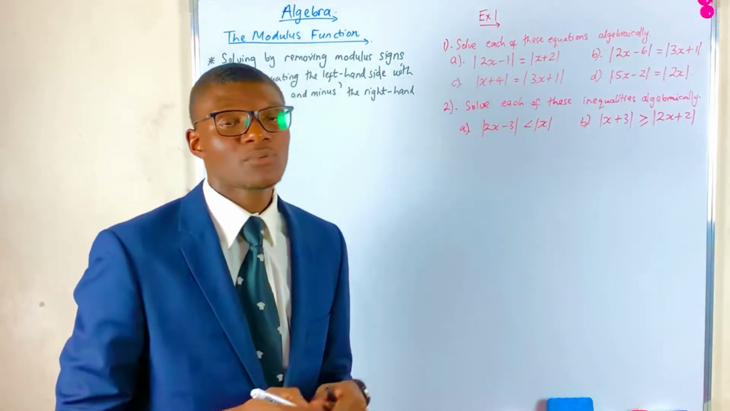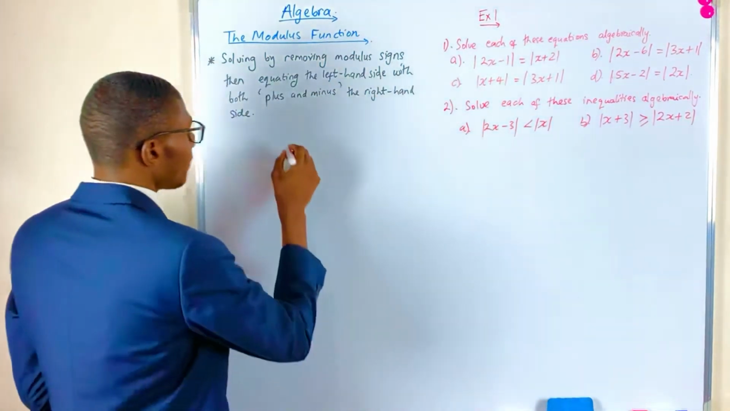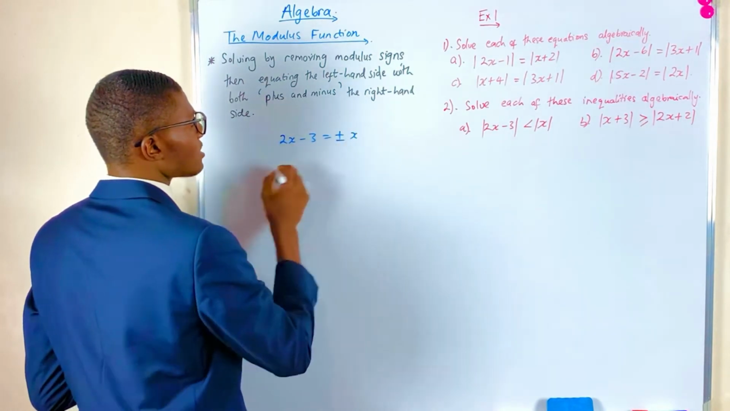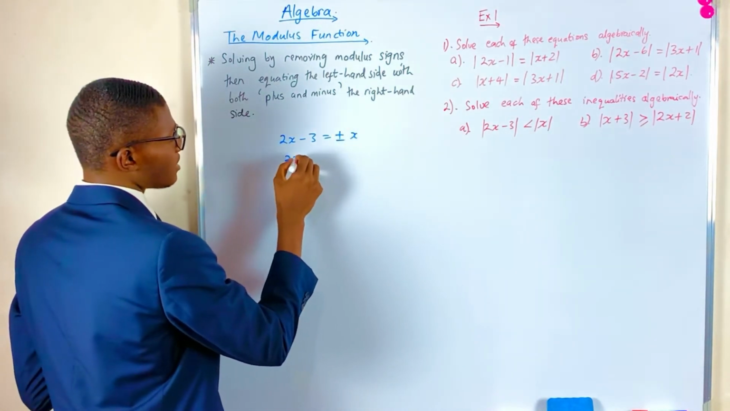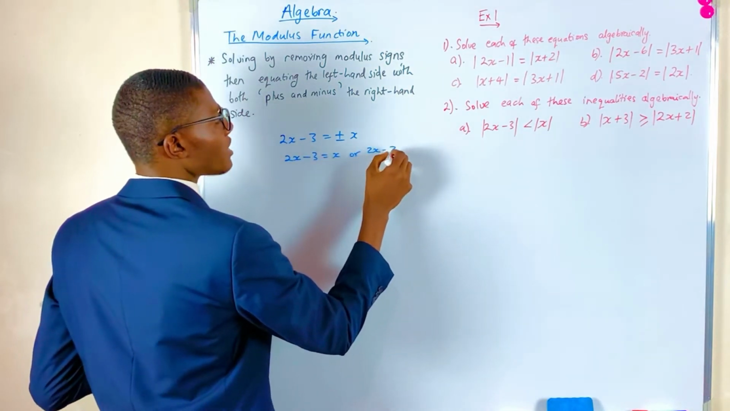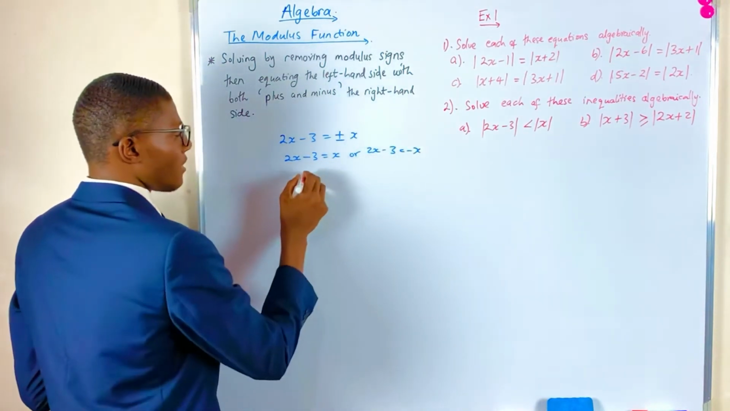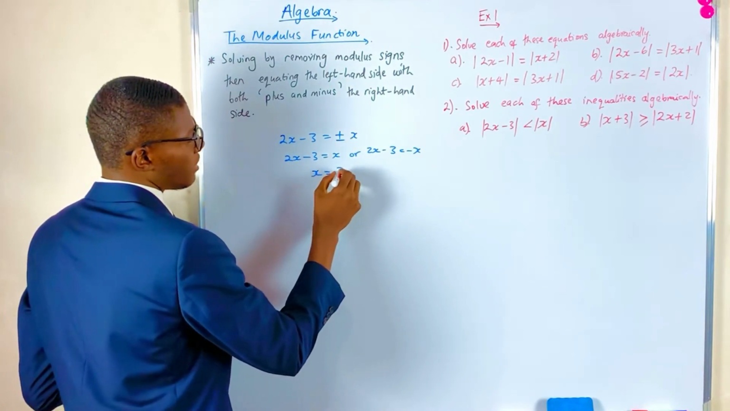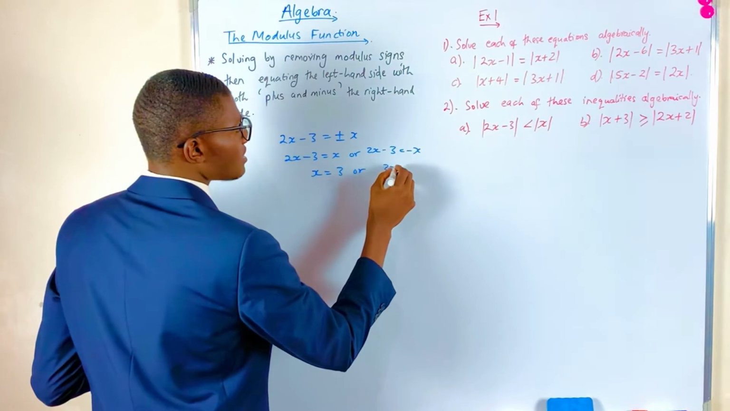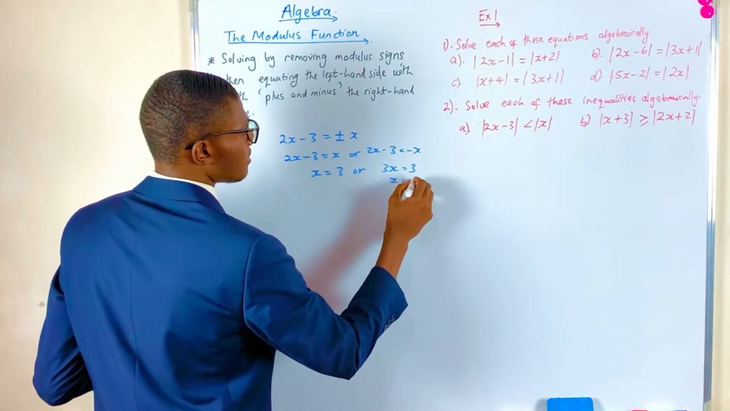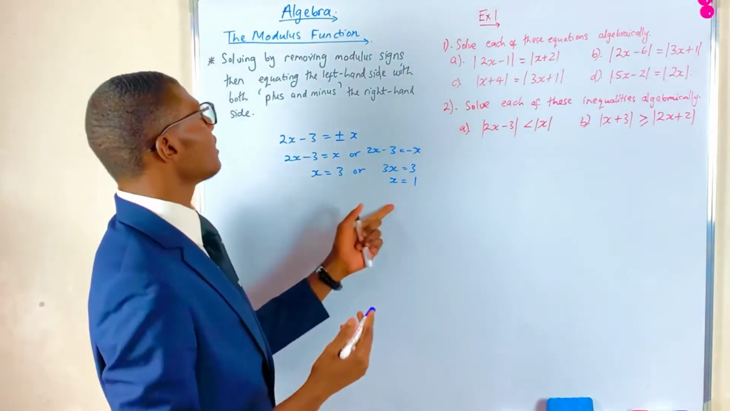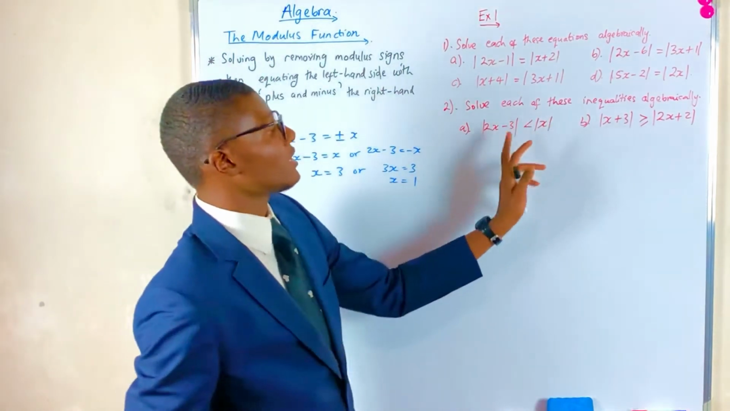First step, we shall find the critical values by saying 2x minus 3 is equal to plus or minus x, such that 2x minus 3 is equal to x, or 2x minus 3 is equal to minus x. Then x would be equal to 3, or 3x is equal to 3, such that x is equal to 1. So we shall use these critical values to find the range for which this inequality is valid.